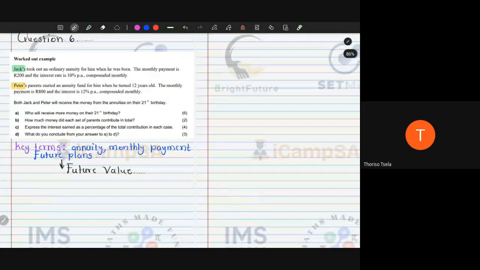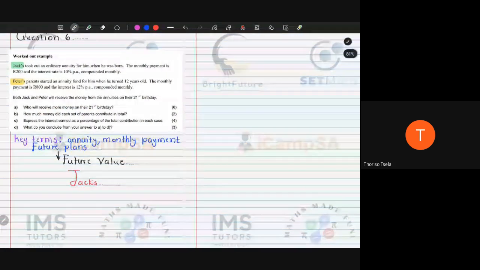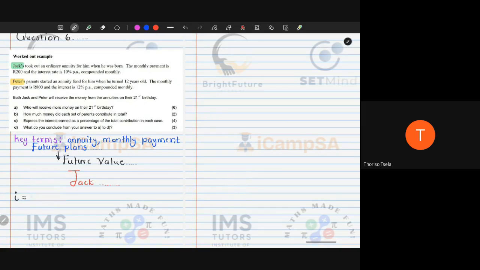Okay. So now let's start with Peter. Or let's start with Jack, not Peter. So let's have a look at Jack's situation. So we all understand that the future value is what we are looking for. So for Jack, guys, the interest rate is I. You observe carefully, it is 10%. But what is the compounding period for Jack? Yep, the compounding period is compounded monthly, so that is 12.